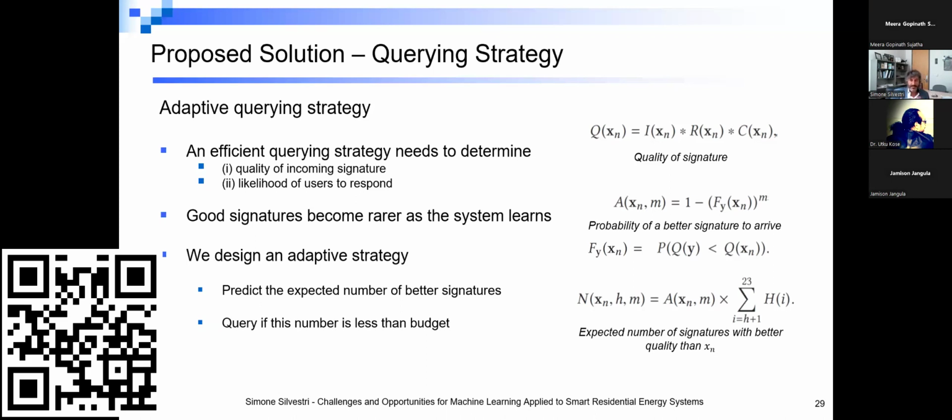Therefore, we want an adaptive query strategy that, given the quality of a certain signature, tries to predict the expected number of signatures that I will get that day that will have a higher quality. I'm not going to go into mathematical details, but basically we try to see how many signatures of higher quality I'm going to get. If I'm going to get fewer than my available budget, then I can query the current signature. If I'm going to get more of those, then maybe it's not worth querying the current signature. So the types of signatures queried at the beginning are different from those queried at the end, depending on how the user behaves and which appliances are actually used.